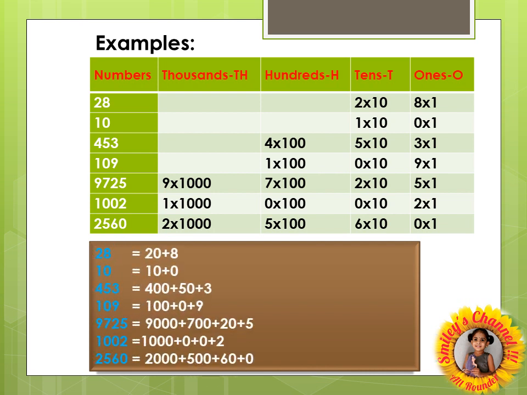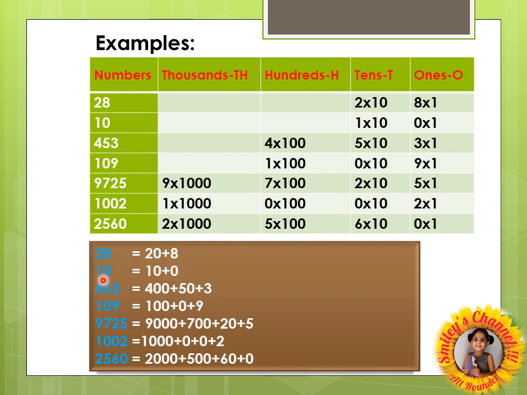See, here 28. 2 is in which place? Tens place. So 2 into 10, 20. 8 is in which place? Ones place. So 8 into 1, 8. So that is how according to the place value. 2 is in tens place, so 2 into 10, 20. 8 is in ones place, so 8 into 1, 8. That is how we have written.